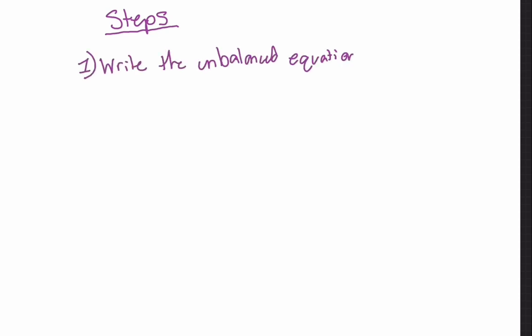Now, let's go over the steps for balancing a chemical equation. We'll walk through each of them, then look at examples to reinforce these concepts. Step 1 would be to write the unbalanced equation. First, we want to write out the equation with the reactants on the left and the products on the right.